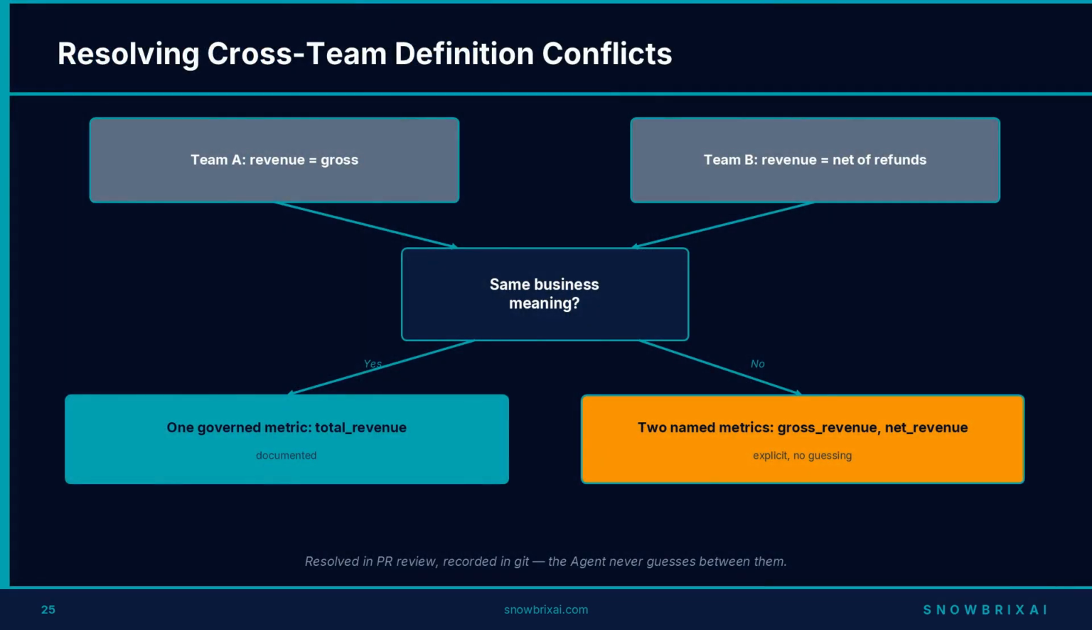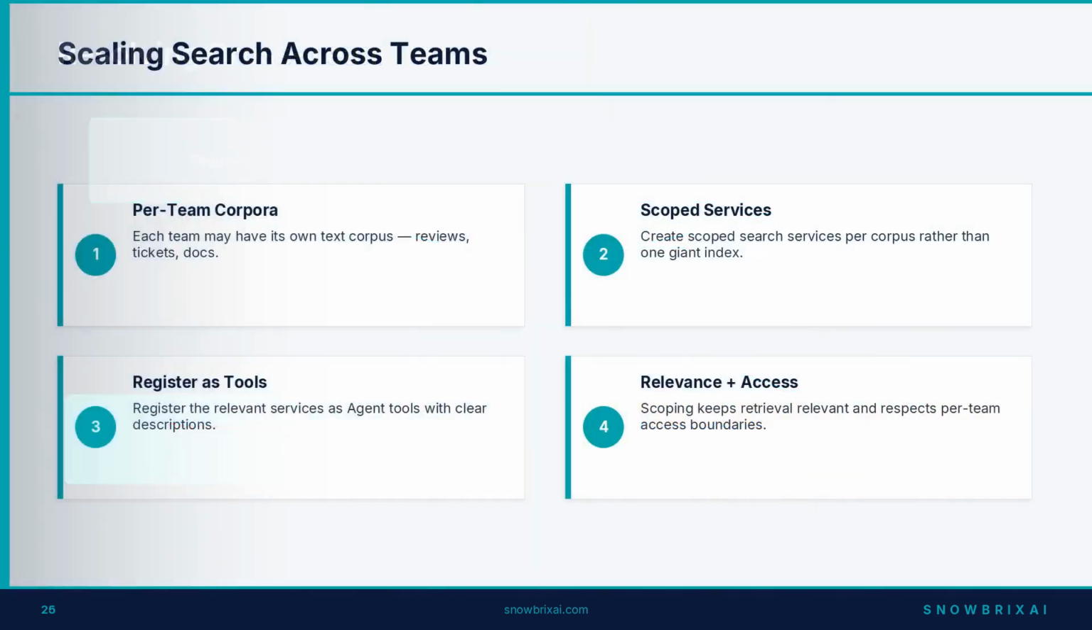Two teams will define a word differently, that is the whole problem. Team A says revenue means gross. Team B says revenue means net of refunds. So you ask, same business meaning? If yes, one governed metric, total revenue, documented. If no, two clearly named metrics, gross revenue and net revenue, explicit, no guessing. You resolve it in pull request review recorded in Git, never in production with diverging SQL, and the agent never silently picks between them.